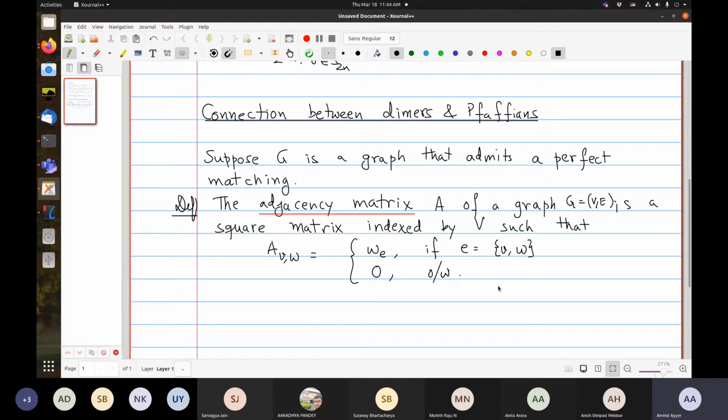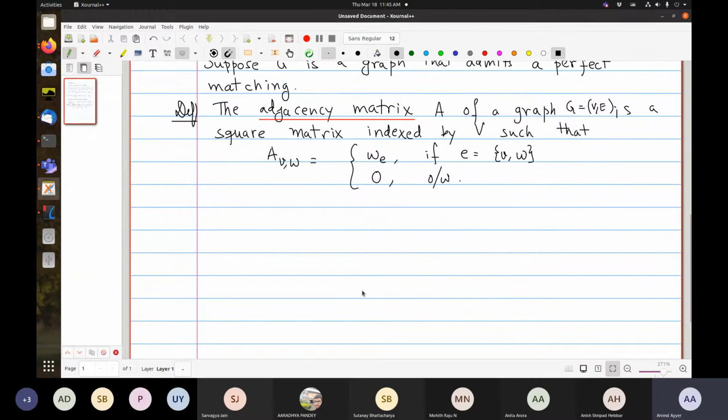Okay, so if two vertices are connected by an edge, then in the corresponding VW-th entry you put the weight, and you put a 0 otherwise. So in particular, because our graphs are going to be simple, you will have zeros on the diagonal, and because the graph is undirected, this will be a symmetric matrix. Okay, so this is the notion of an adjacency matrix.